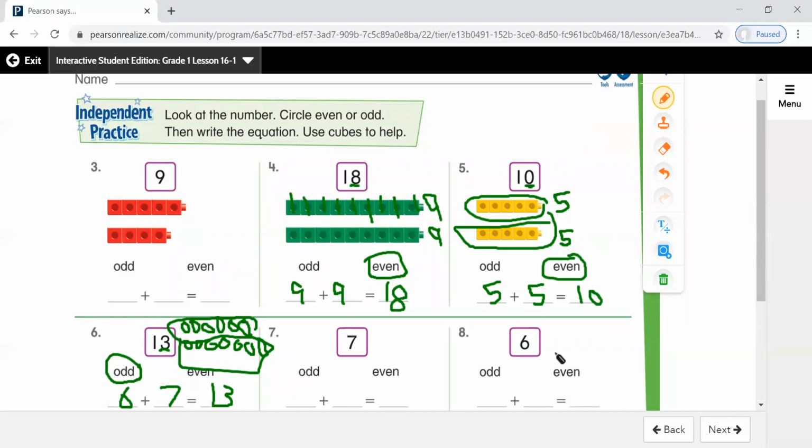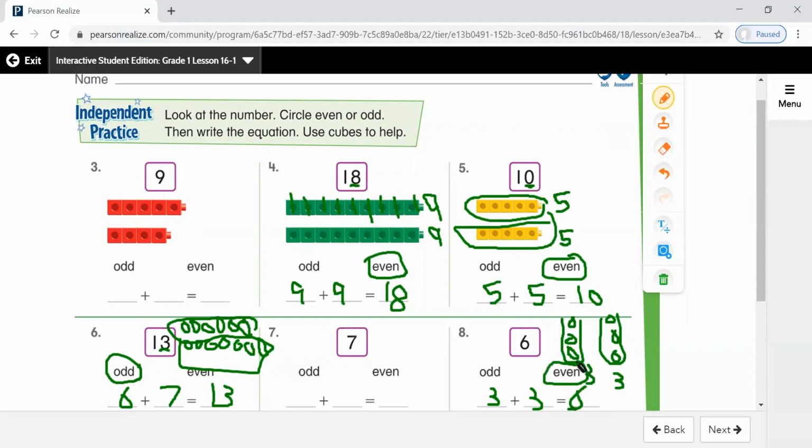What about question number 8, 6? It's even or odd? I know it is even. Why? 1, 2. I can put it into 2 equal groups. Here I have 2 groups. Each group has 3 cubes. So what's the equation will be? 3 plus 3, which is equal 6. It's even or not?